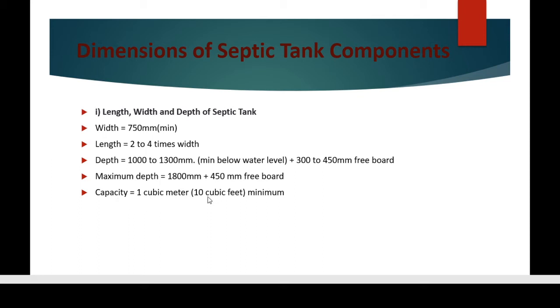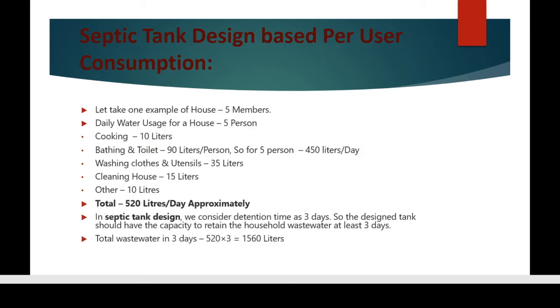Next is septic tank design based on per user consumption. Now we will take an example of septic tank design based on per user consumption, meaning the number of persons. Let's take one example of a house. In the house we have 5 members. The daily water usage for 5 persons: suppose we take cooking as 10 liters, bathroom and toilet 90 liters per person.